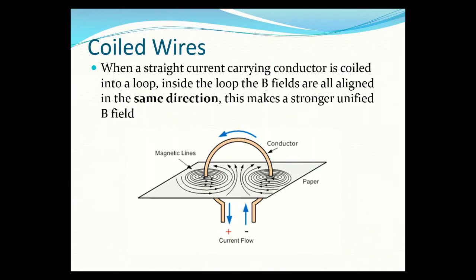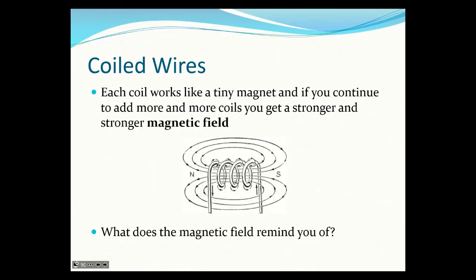So if you take your left hand and point your thumb in the direction of the arrow on top, that's the direction of the current, you can see that inside your fingers are all pointing in the direction of the diagram, right? So what it does is it makes a bar magnet that just coils around it like that. Each coil works like a tiny magnet, and if you add more and more coils, it's just like adding more and more magnets, and you get a stronger magnetic field.